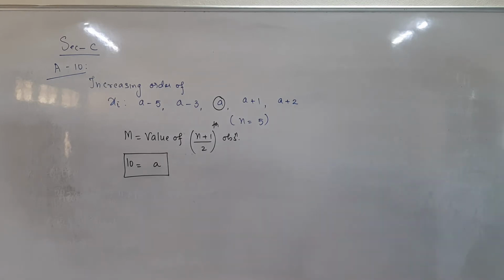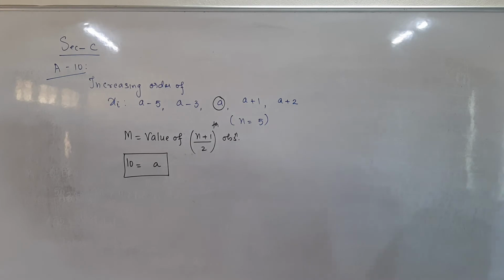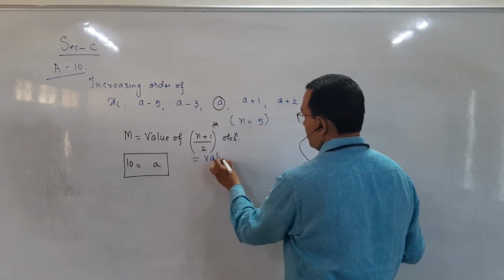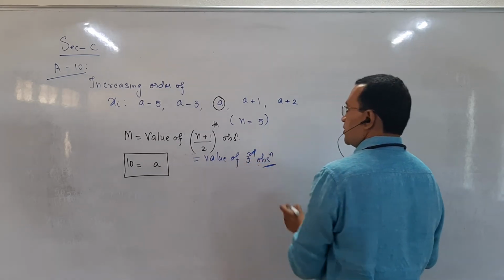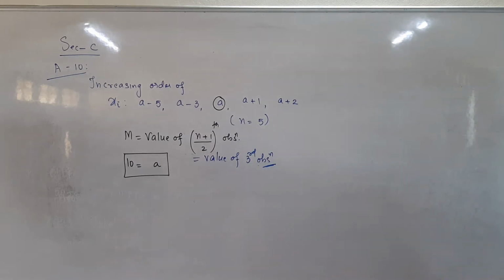Correct, students, pay attention here. To find the median, we have to arrange the observations in ascending order. So the least value will be a minus 5 and the highest value will be a plus 2. Now this is ungrouped data, so the median is the value of the (n plus 1) by 2th observation, and this is nothing but the value of the third observation. The third observation is a. So directly, students, we get a is equal to 10.